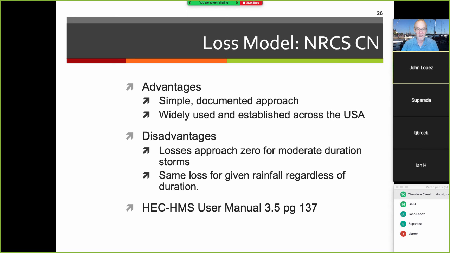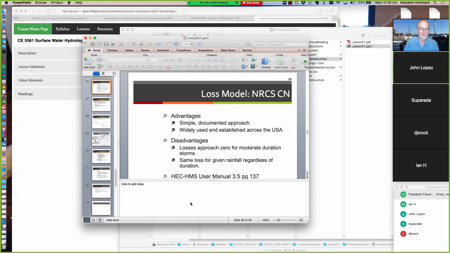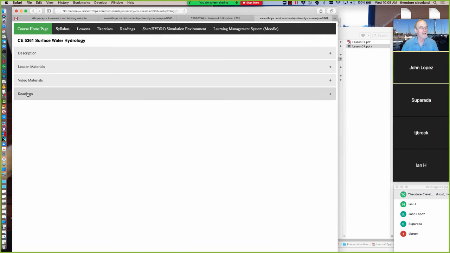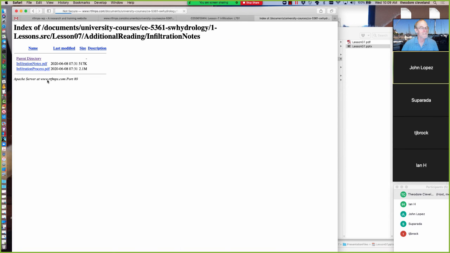The disadvantages are the losses approach zero at the latter parts of a storm, which is probably not correct. And there's the same loss for a given rainfall regardless of duration. So however long it took us to follow that trajectory, the loss is the same. And that is not accurate. Let's go take a reading on infiltration notes.